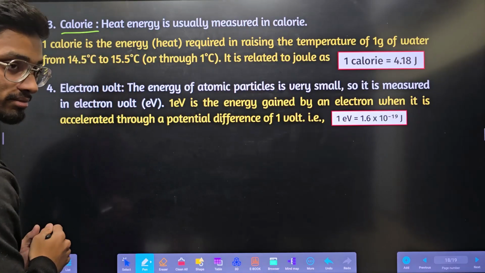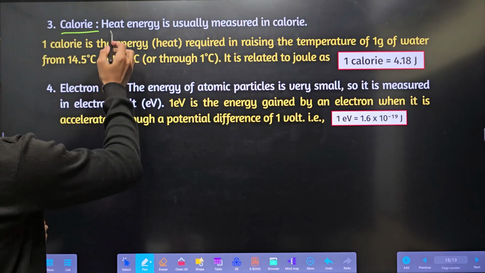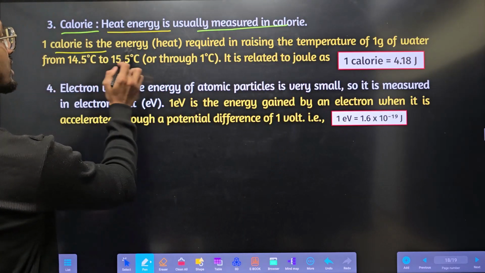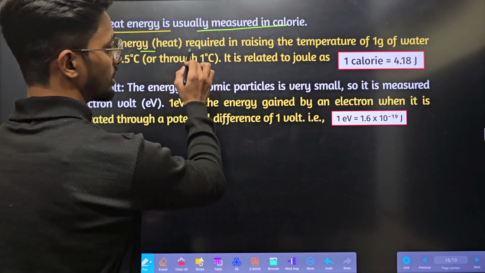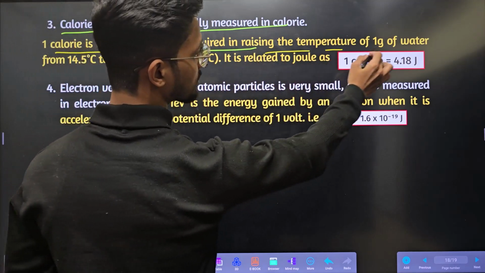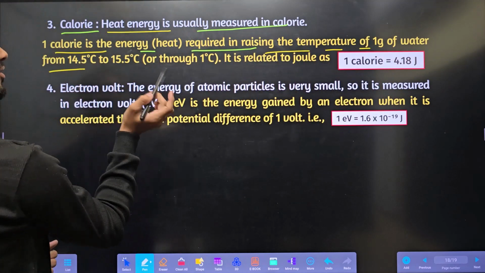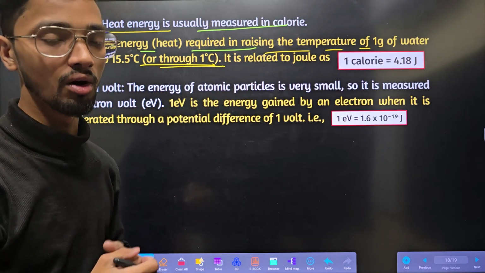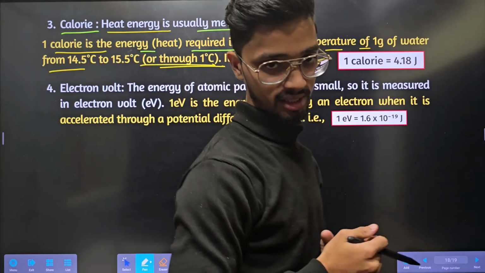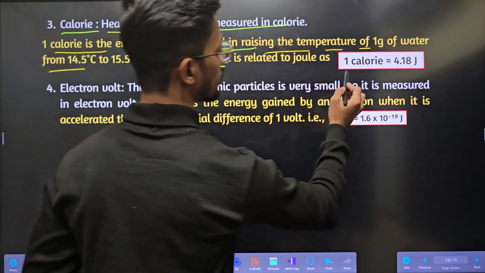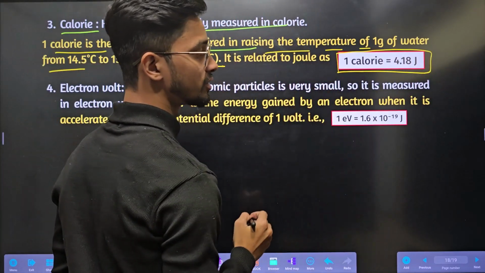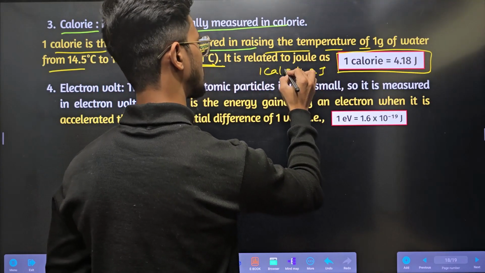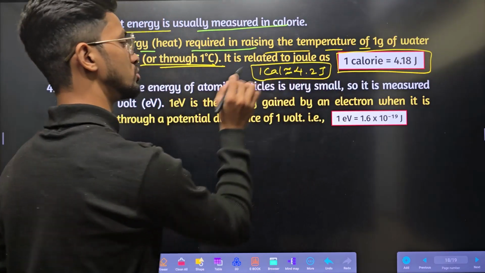Next is calorie. It is another unit of energy. Heat energy is usually measured in terms of calorie. So 1 calorie is required to raise the temperature of 1 gram of water by 1 degree Celsius. So 1 calorie is 4.18 joule, or approximately 4.2 joule.